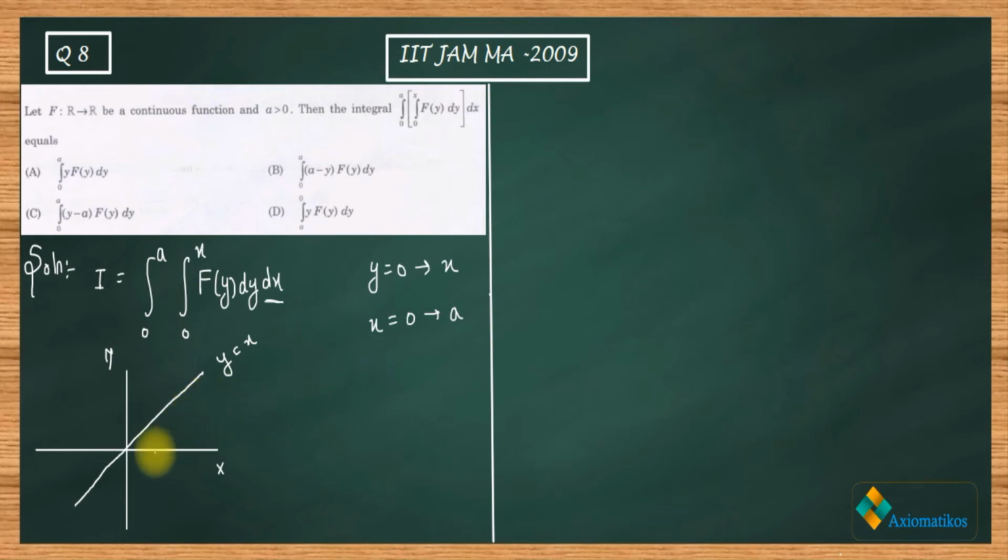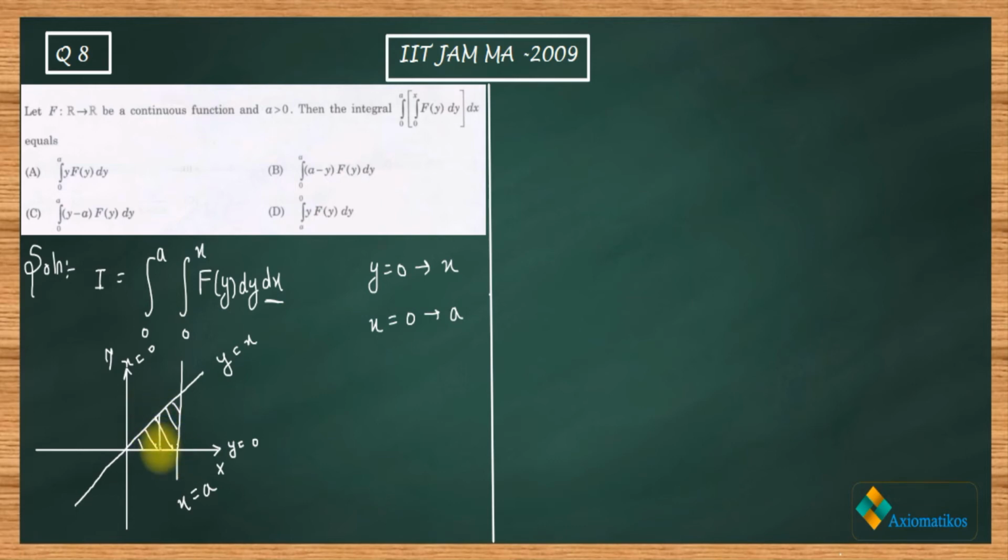Your y is moving from y is equal to 0, the equation of the x-axis. The equation of the y-axis is x is equal to 0. So you have to move from this side to this side, and after that x is moving from 0 to a, that means x is equal to a. Let us draw x is equal to a. So this is the required region, because you are moving from here to here and then from here to here. You have to change the order.